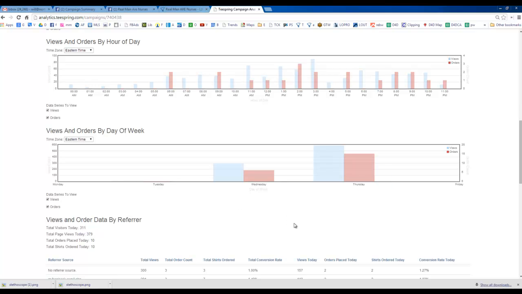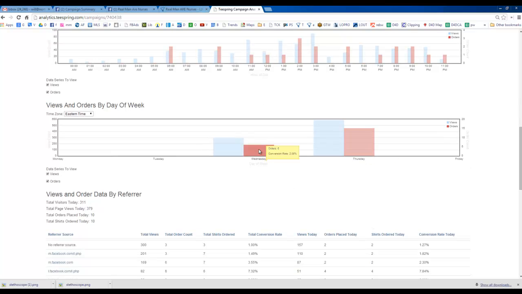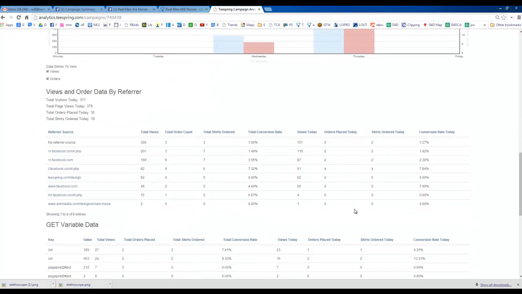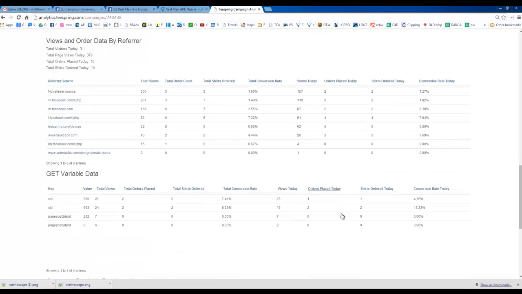Views and orders by the day of week. So you can see yesterday we had a total of 6 orders. Today it's showing a total of 15. And I don't know exactly when the cutoff time is. These numbers here, I think, are a little bit tougher to read. I'm really hoping that Teespring gets a little bit better about their tracking here.